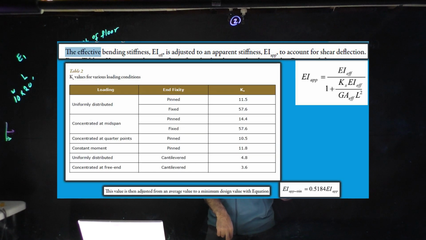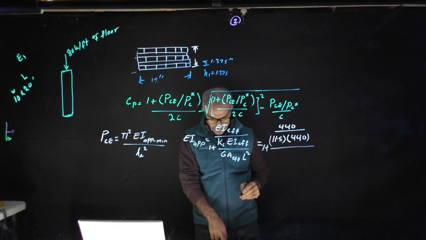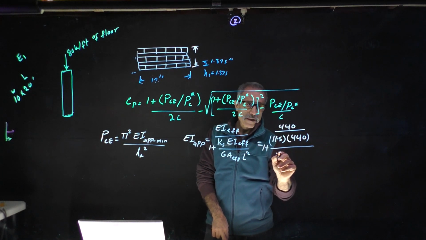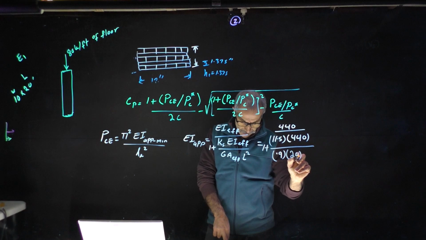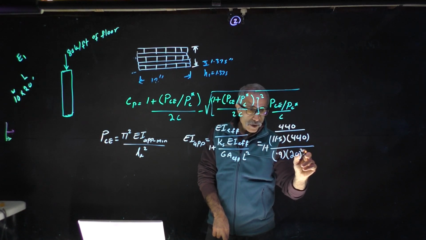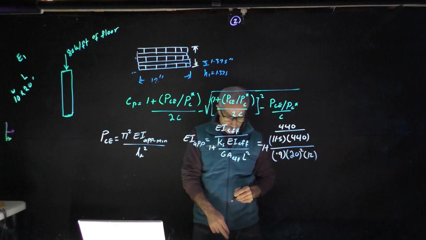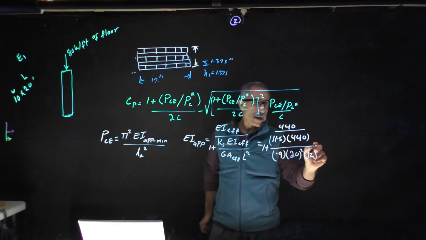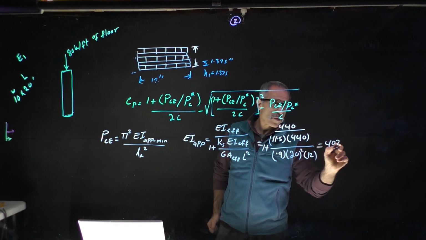And then divide that one, you've got to be 1 plus right here. And divide that by GA, which came out to 0.9. And then times 20 squared. Times 12. So what I got, that comes out to 0.402.